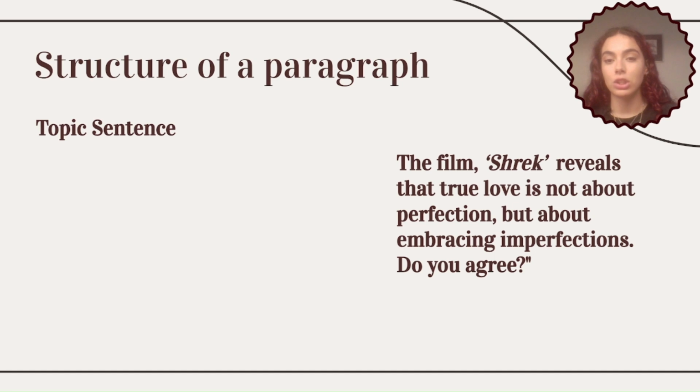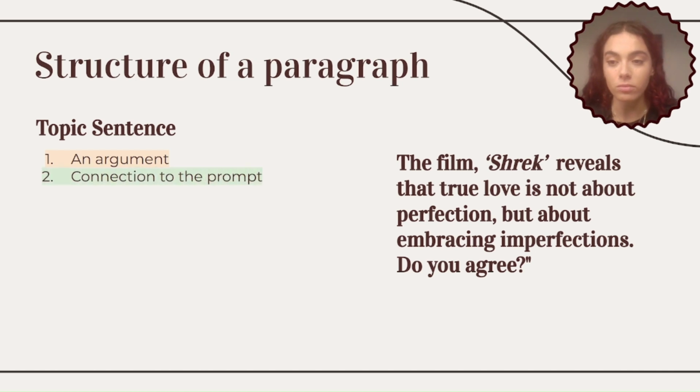So, our topic sentence. The typical things that a topic sentence would need to include. It needs to be argumentative. Not something like, the film Shrek shows love. Not argumentative, that's a fact. Or, Shrek is an ogre. Fact. It needs to be an argument. It needs to have an angle that you are pushing for. It needs to be connected to the prompt. That's quite obvious, you would think, actually, but it's not.